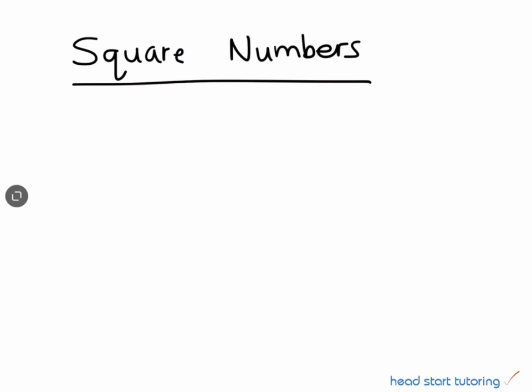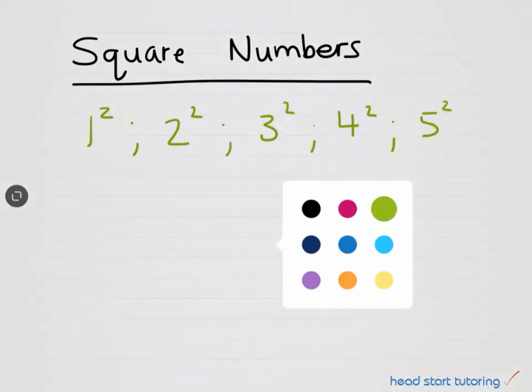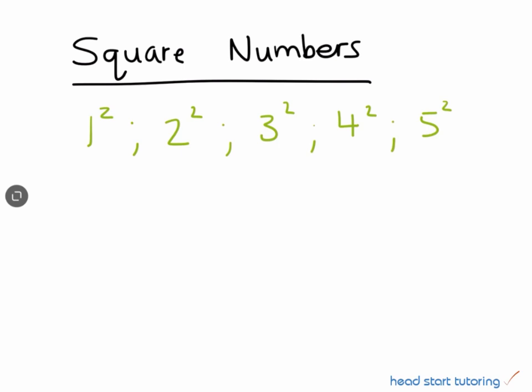We are now going to have a look at square numbers. Square numbers are the result of a number being squared. So your first 5 square numbers will be 1 squared, 2 squared, 3 squared, 4 squared, and 5 squared. So the answers to these numbers being squared will be square numbers.